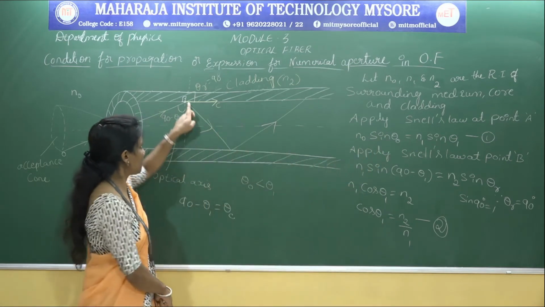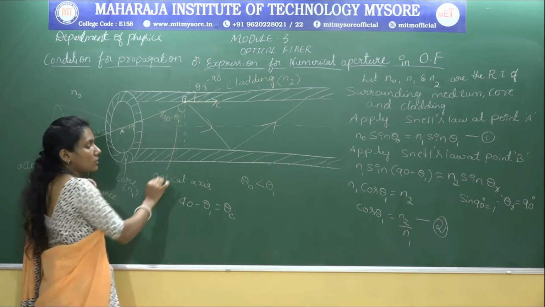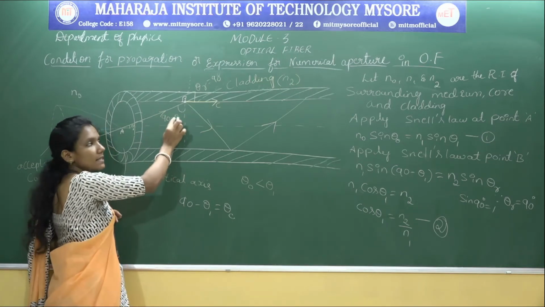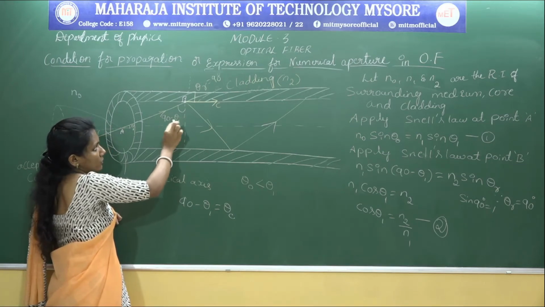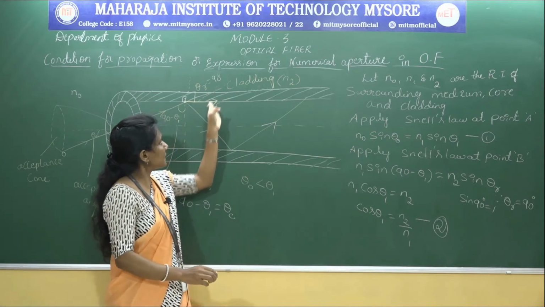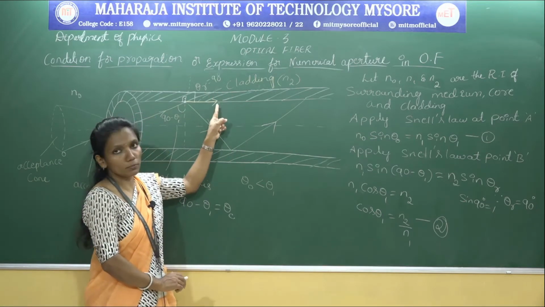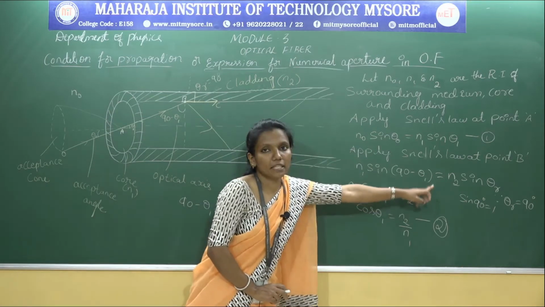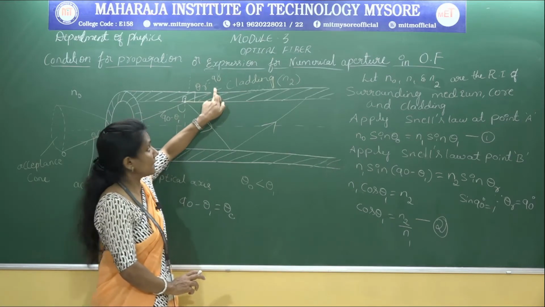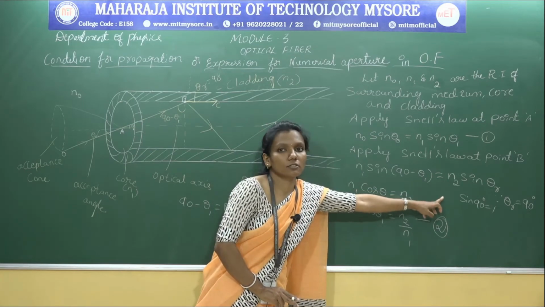Similarly at point B, the ray of light is in the core only, so refractive index n1. What is the angle it is making? Sine of 90 minus theta 1, that is equal to, for the ray of light entering the interface of core and cladding, n2 and making an angle of sin theta r. What is the refraction angle here? 90 degrees, and sin 90 is equal to 1.